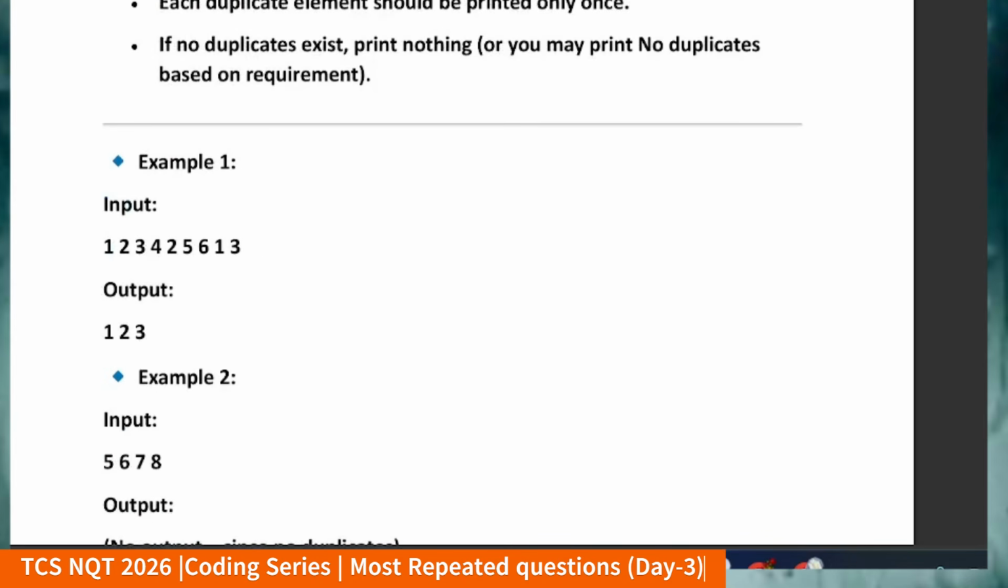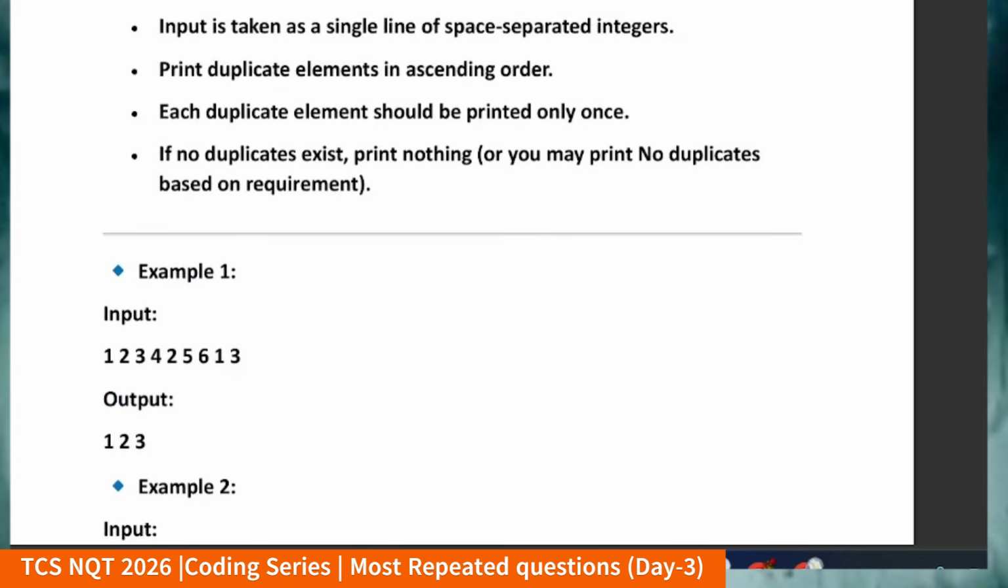Suppose I'm taking the input as 1 2 3 4 2 5 6 1 3. Now what are the duplicate elements you think? Again, comment here the duplicate elements. So yeah, you are right. 1 is appearing 2 times, so it is a duplicate element. 2 is also appearing 2 times, so 2 will be a duplicate, and 3 is also appearing 2 times, so it will be a duplicate element. So your output should be 1 2 3, and the others, 4 5 6, are not duplicate elements.